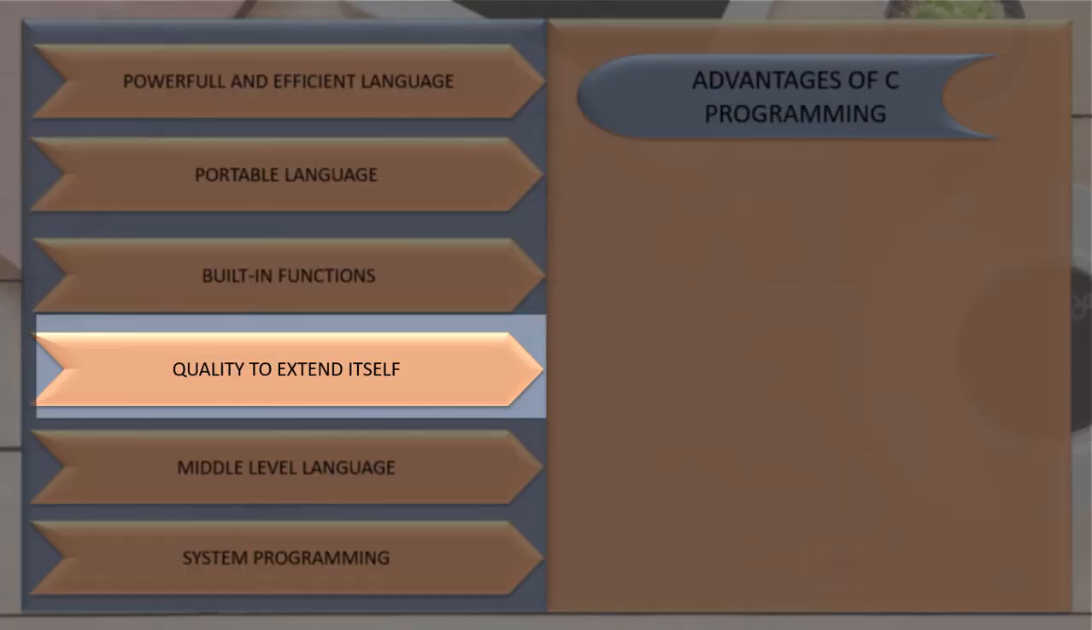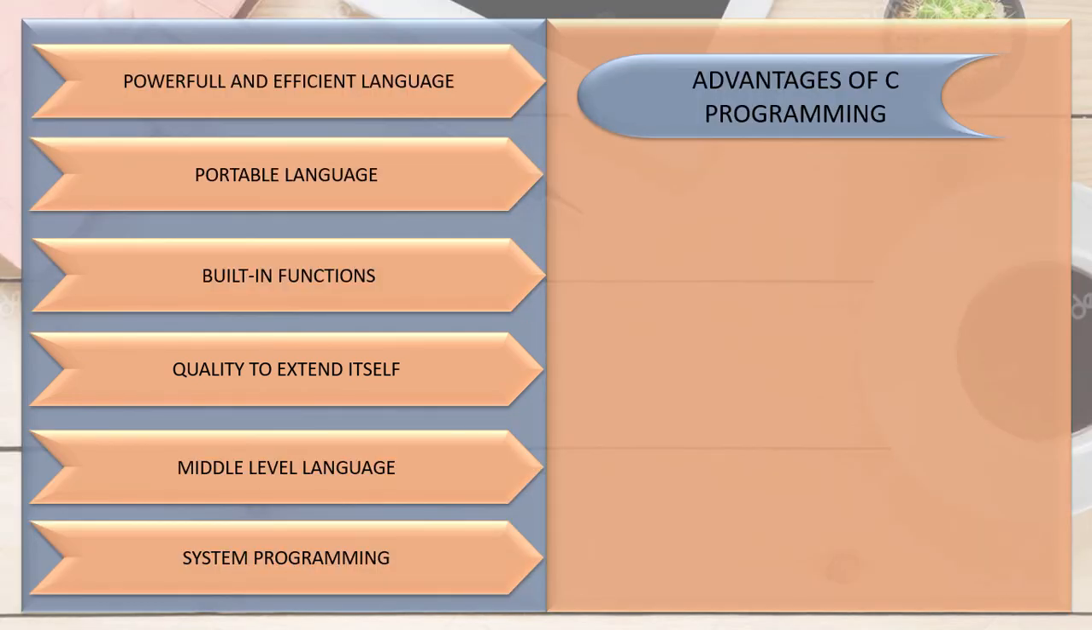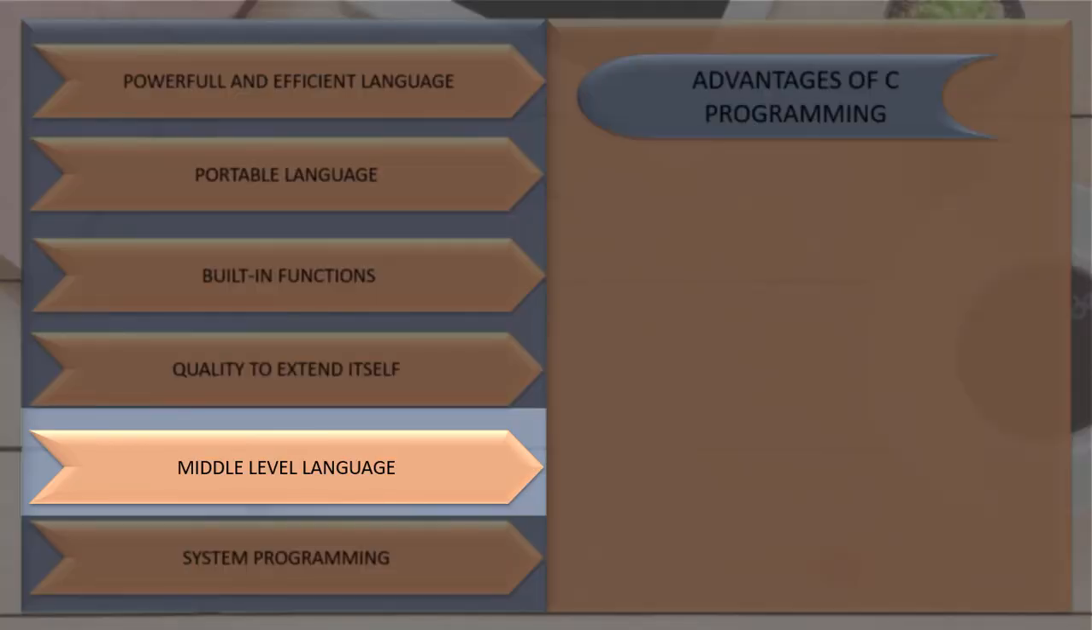It provides the quality to extend itself. Another crucial ability of C is to extend itself. We have already studied that C language has its own set of functions in its C library, so it becomes easy to use these functions. We can add our own function to the C standard library and make code simpler. Then it is a structured programming language, or you can say a middle level language.